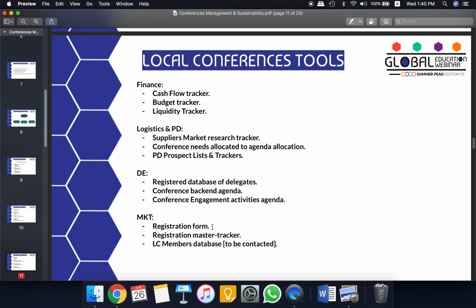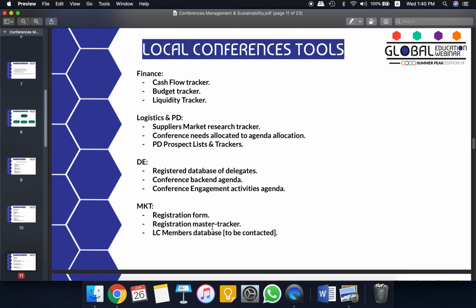Regarding logistics and PD, you need to have a supplier market research tracker. Put all the suppliers on it with their contact, their delivery time, their address. Conference needs allocated to agenda allocations, mainly a tool where you put all the needs according to the agenda. And then you have a PD prospect list and trackers that include all the partners that could be interested according to history with all the local conferences.